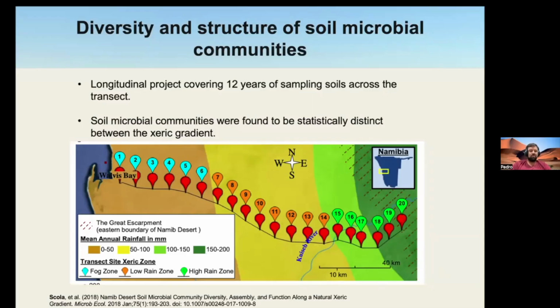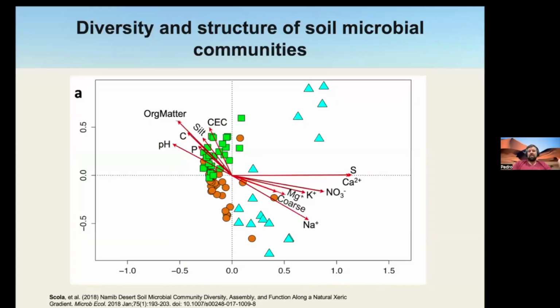But one of the seminal ones, which is referred to as the first exploration of microbial ecology across the transect, is one by Scola et al. in 2018, where we did show that the communities cluster according to those xeric areas that I talked to you about. So in this graph here, which is an RDA, we have the blue points as the fog zone samples, the orange points as your hyperarid zone samples, and your green points as your rainfall samples.